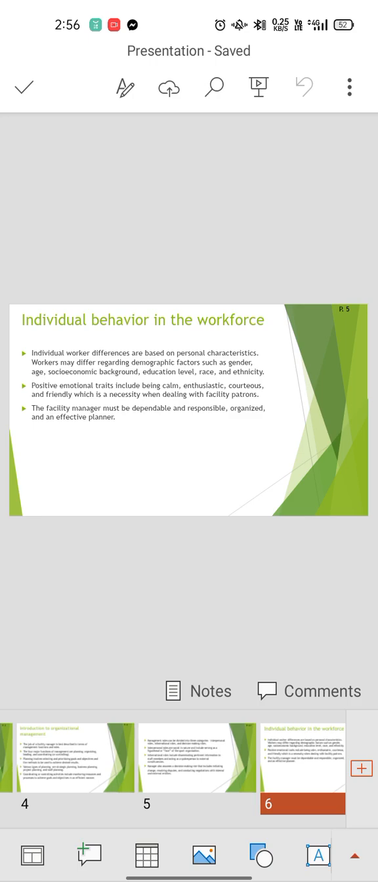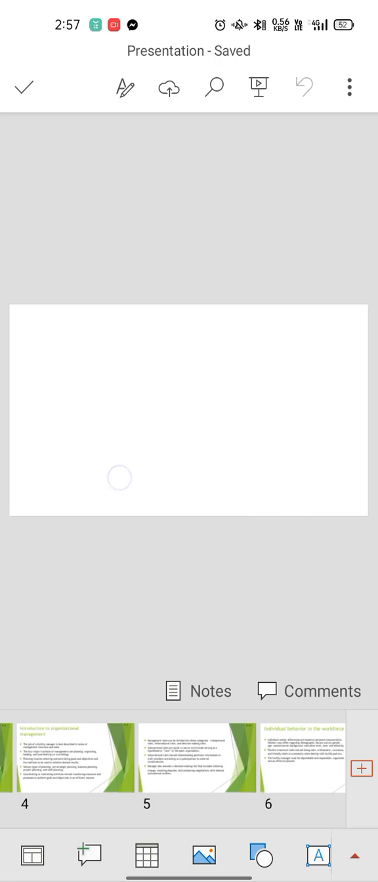Individual behavior in the workforce. Individual worker differences are based on personal characteristics. Workers may differ regarding demographic factors such as gender, age, socioeconomic background, education level, race, and ethnicity. Positive emotional traits include being calm, enthusiastic, courteous, and friendly, which is a necessity when dealing with facility patrons. The facility manager must be dependable and responsible, organized, and an effective planner.